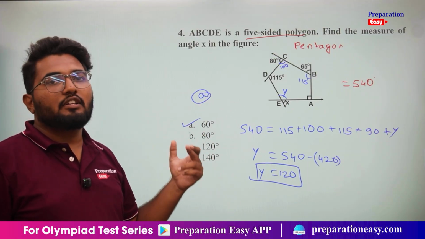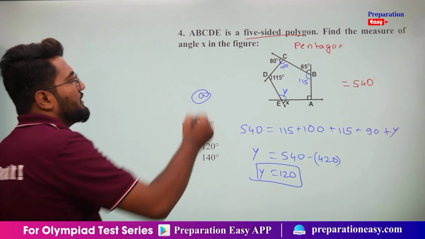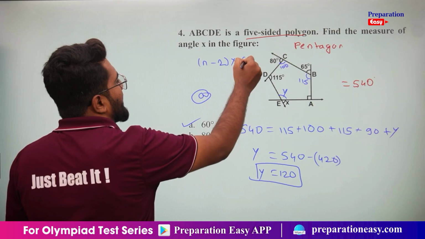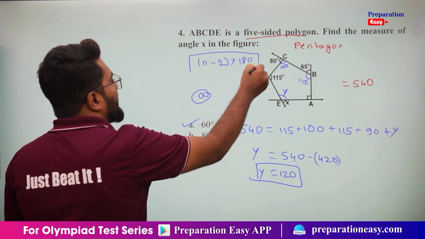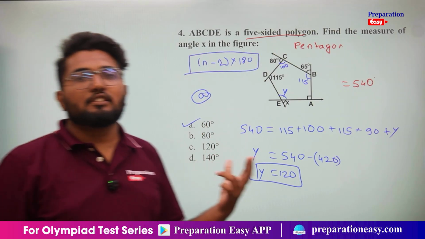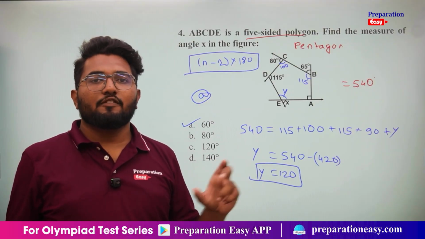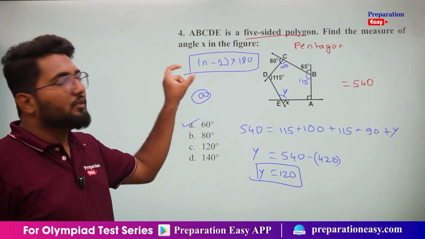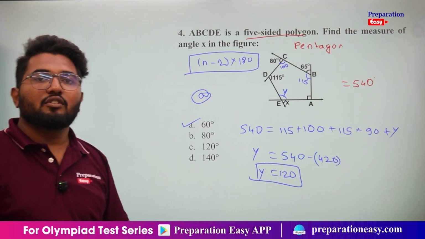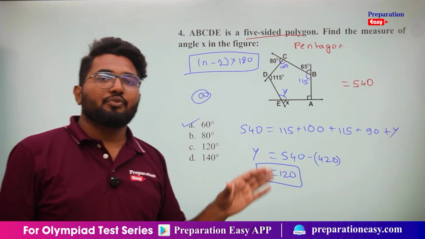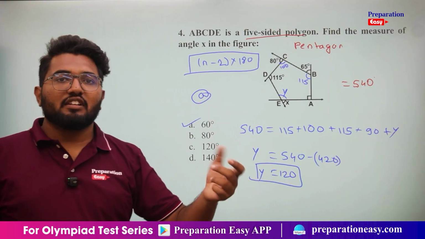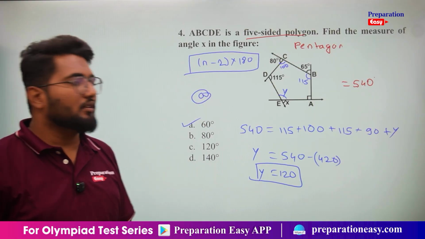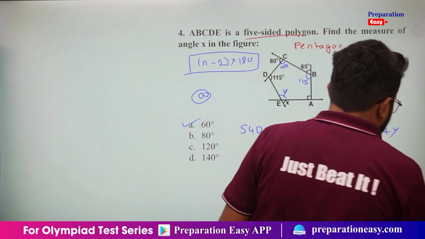So how did we calculate? First we applied the formula (n minus 2) multiplied by 180. This is the formula to find the angle sum of any polygon. If I put 4 here, that is for a square, 4 minus 2 is 2, 2 into 180 is 360. We know a square has a total sum of 360. For a triangle it is 180, so we put 3 minus 2, that is 1, and 1 into 180 is 180. Okay, let's move towards the next question.